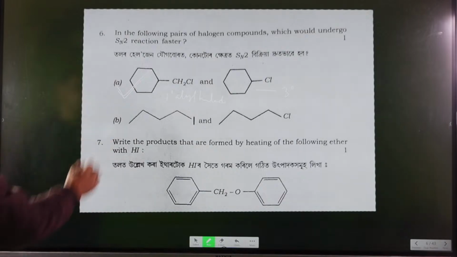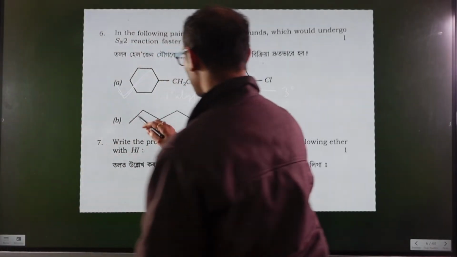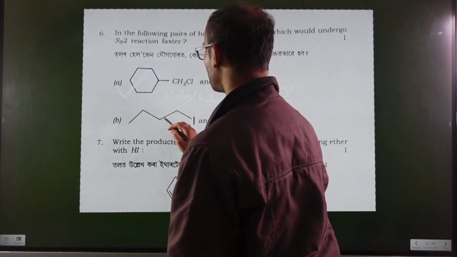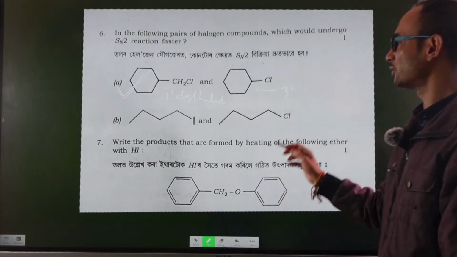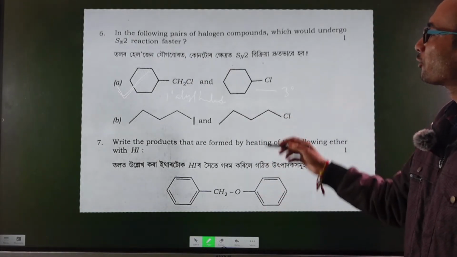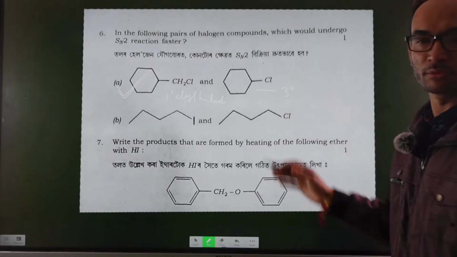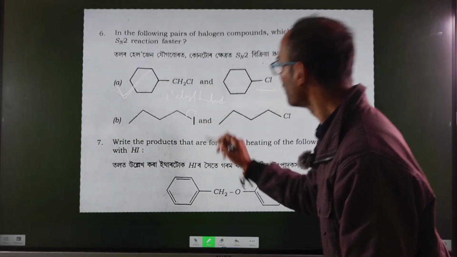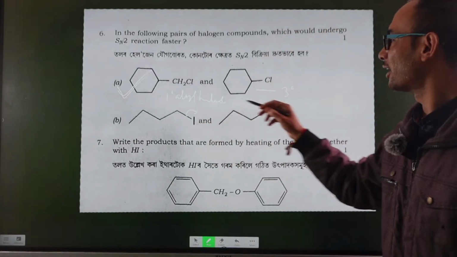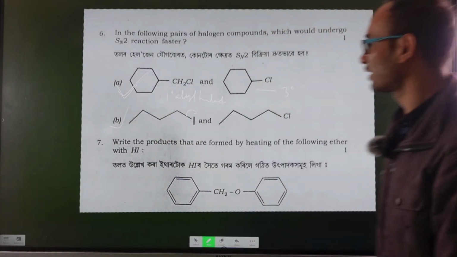In the second pair, as you can see, how many carbons? 1, 2, 3, 4. So butyl iodide and butyl chloride. In this option you can see iodide, which is a better leaving group. This will show the faster SN2 reaction. So iodide is a better leaving group, and this will show the faster SN2 reaction. That means this is the correct answer.